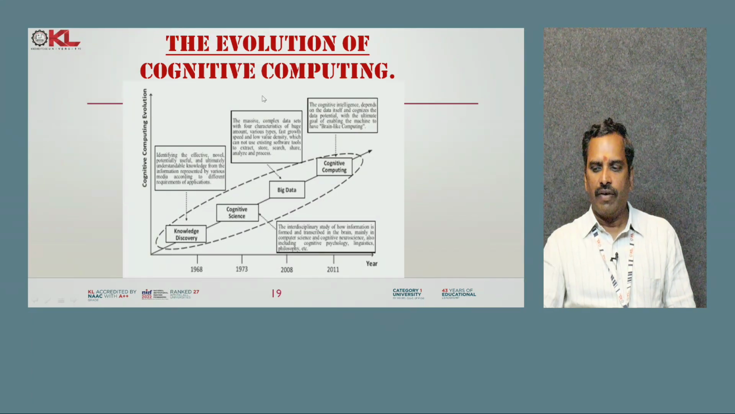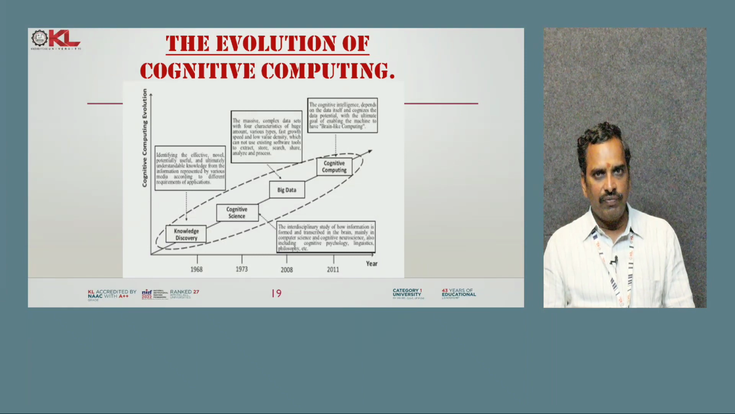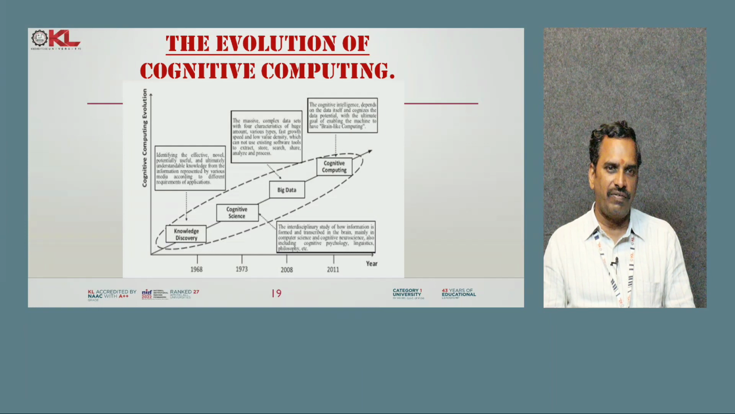This is the evolution of cognitive computing. The x-axis is taken as years, discrete years 1968, 1973, 2008, 2011, and so on. The y-axis is computing, that is, cognitive computing evolution. As we know, in 1950 the origins came out with the invention of artificial intelligence by Alan Turing. After that, in 1968, the knowledge discovery phase came, after 18 years.